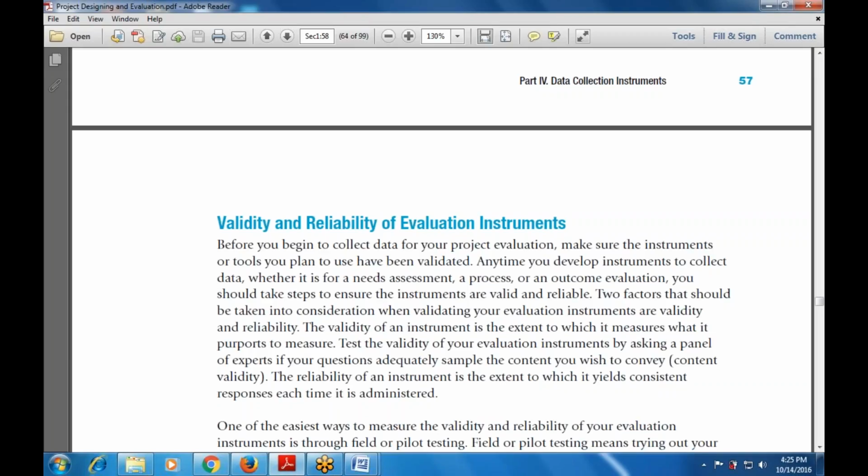The reliability of an instrument is the extent to which it yields consistent responses every time. So reliability means the extent to which it yields consistent responses in the available data. And validity means the various questions put up by the team, by the experts. So one is the validity, one is the reliability.